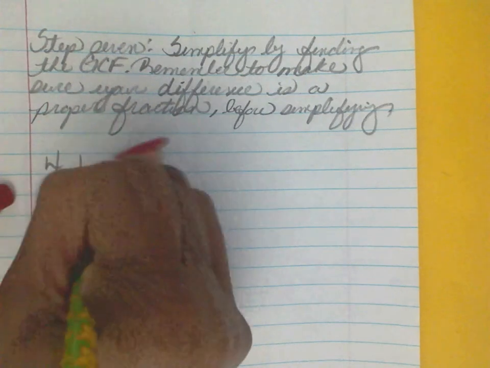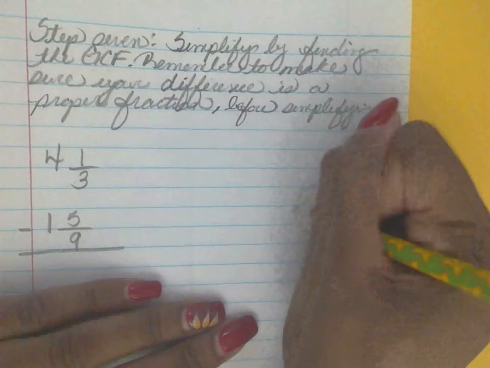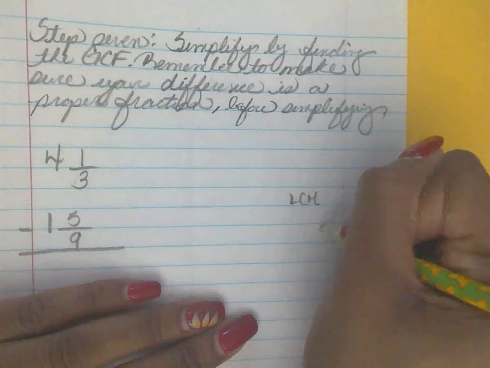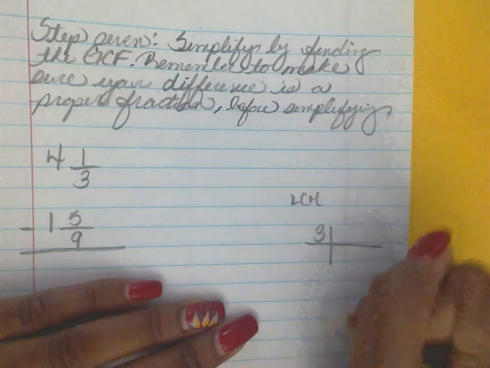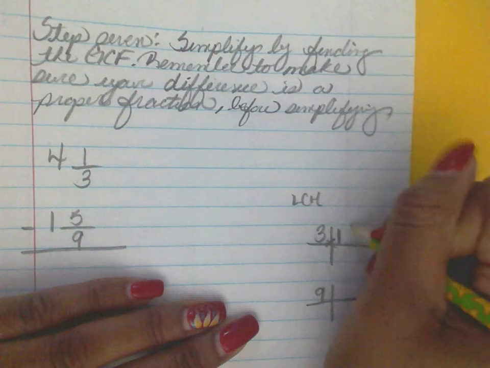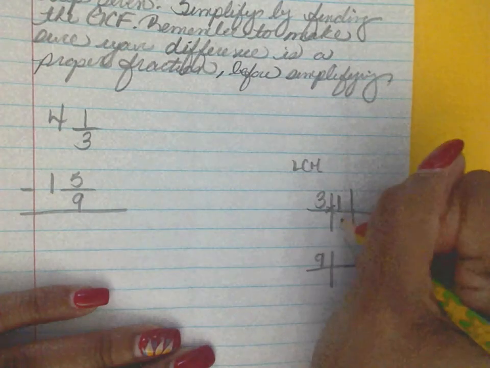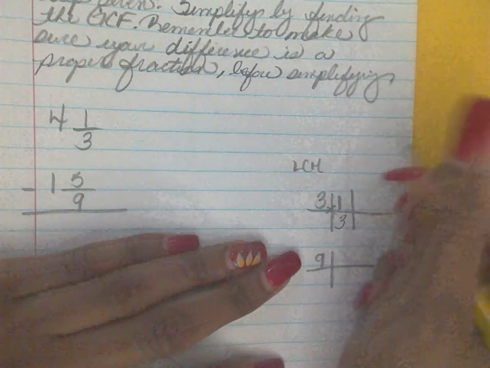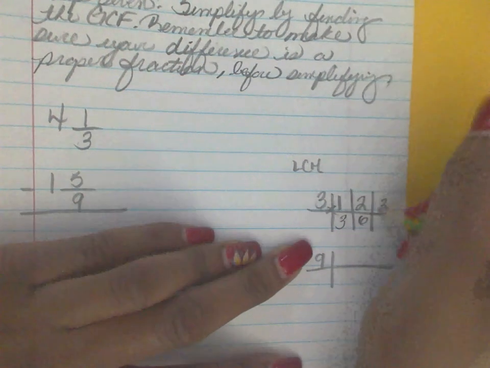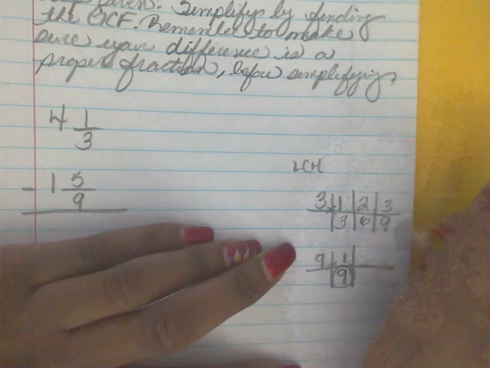Second step, find that LCM. We're doing this for fluency. 1 times 3 is 3. 2 times 3 is 6. 3 times 3 is 9. 1 times 9 is 9. Circle my LCM, which is 9. LCM is 9.